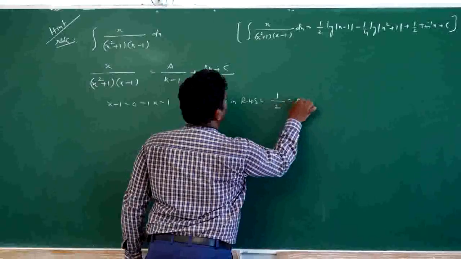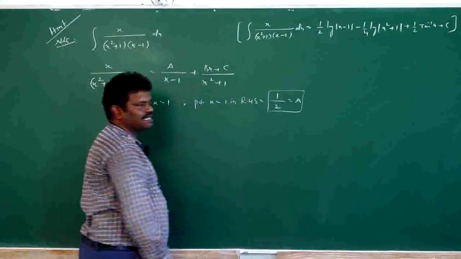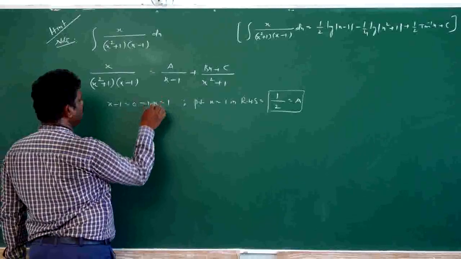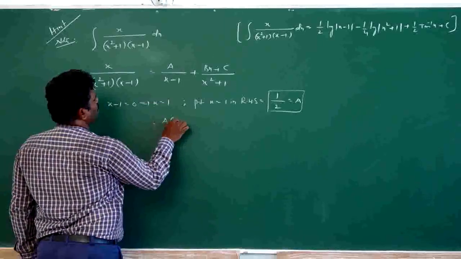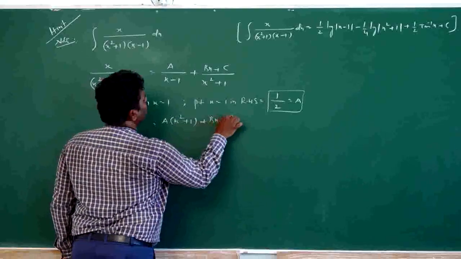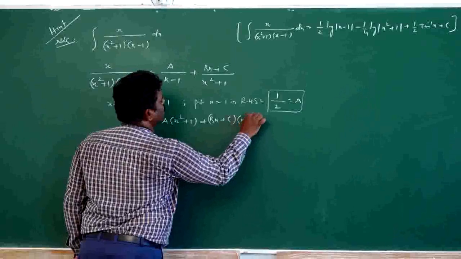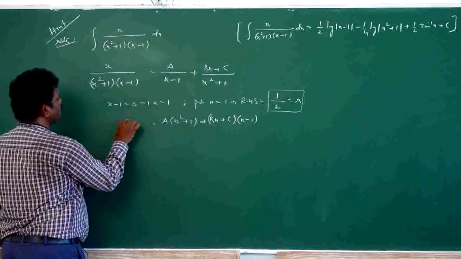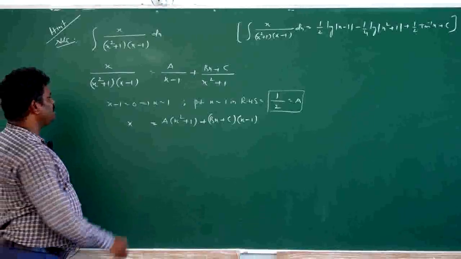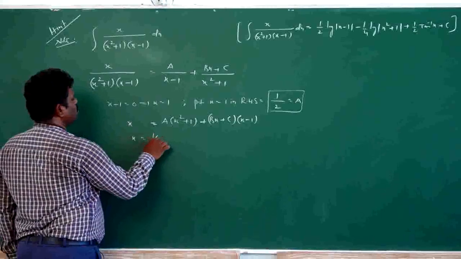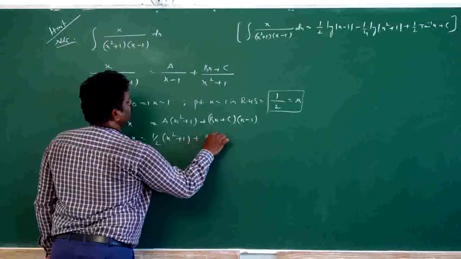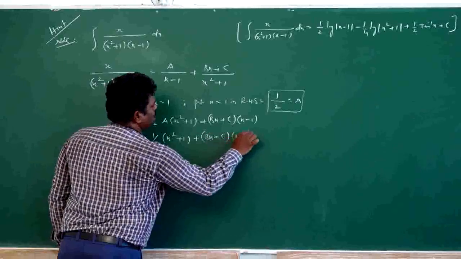1 by 1 plus 1, 1 by 2, that is equal to a value, okay? First we get the value a is equal to 1. Next, if you want the other values, take the LCM: a into x square plus 1 plus bx plus c into x minus 1. So this value is equal to the numerator. Already the a value is there, so x is equal to 1 by 2 into x square plus 1 plus bx plus c into x minus 1 value.